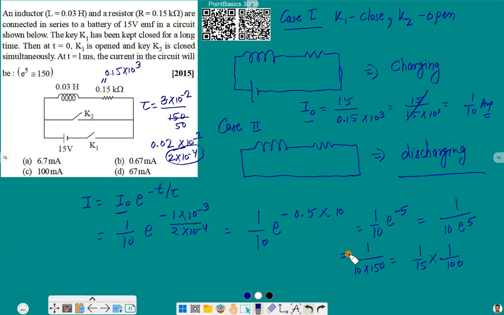Now 1 by 15 will be equal to, we can say, 0.66 into 10 raised to power minus 2. From here, 1 by 50 is 0.66 into 10 raised to power minus 2, or I can write it as 6.6 into 10 raised to power minus 3, or 6.6 milliampere. That is option A for us. Let's move to the next question.